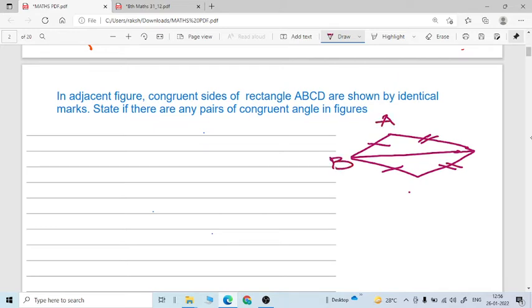A B C D. A B C D. Okay. In this, they form two triangles. Okay, now let's move to the solution part.